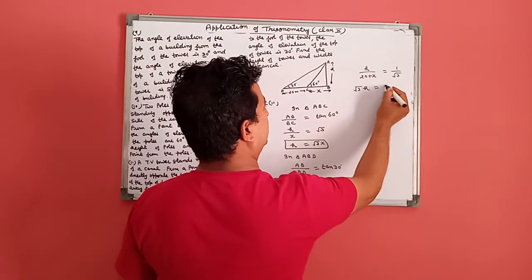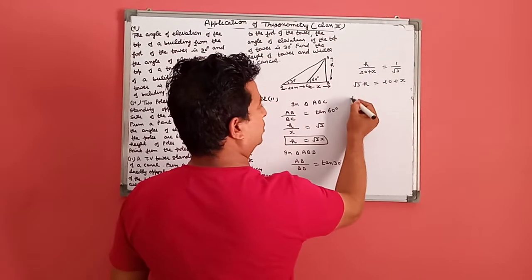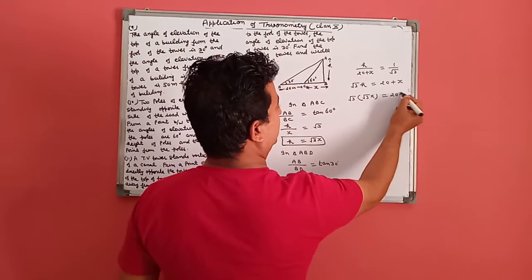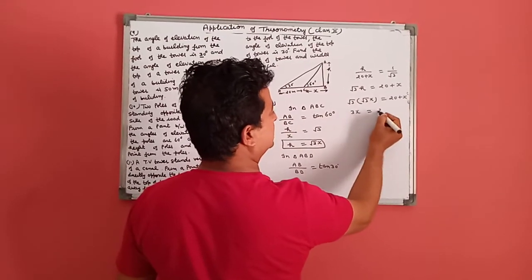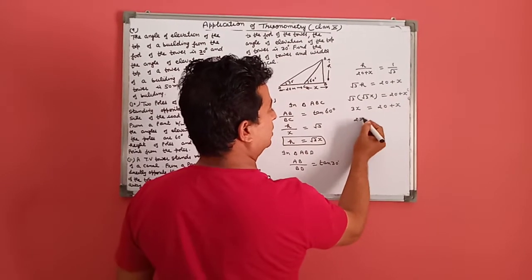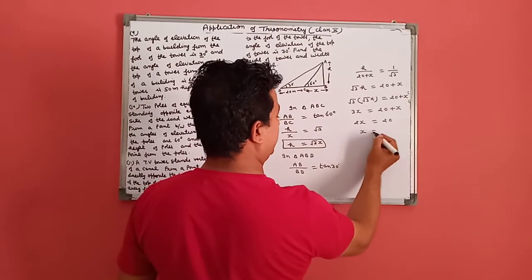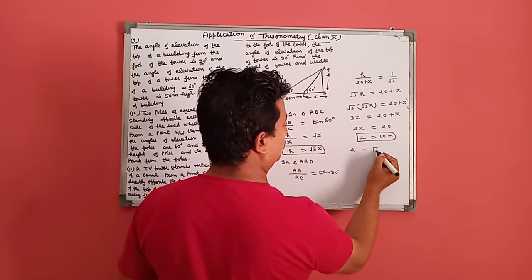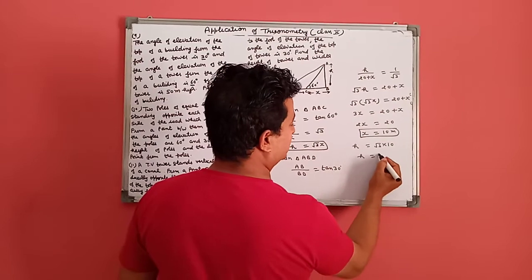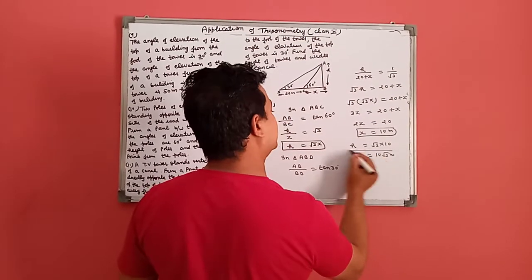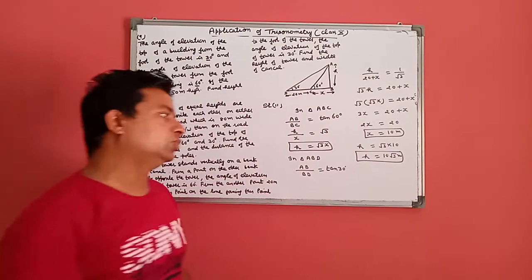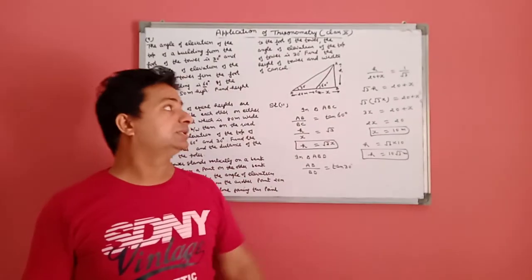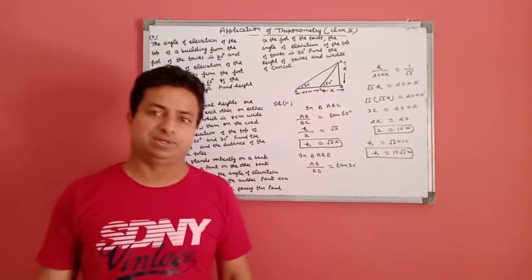When we cross multiply this and putting the value of H, that's root 3x, 20 plus X, 3x is equal to 20 plus X, 2x is equal to 20, x is equal to 10, and height is under root 3 into 10, that is 10 under root 3. This means height of tower is 10 root 3 meter and the width of the canal is 10 meter. This is the solution of question number 11.